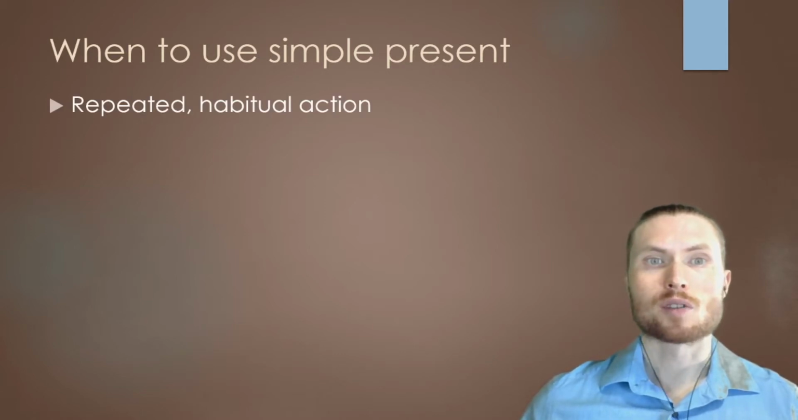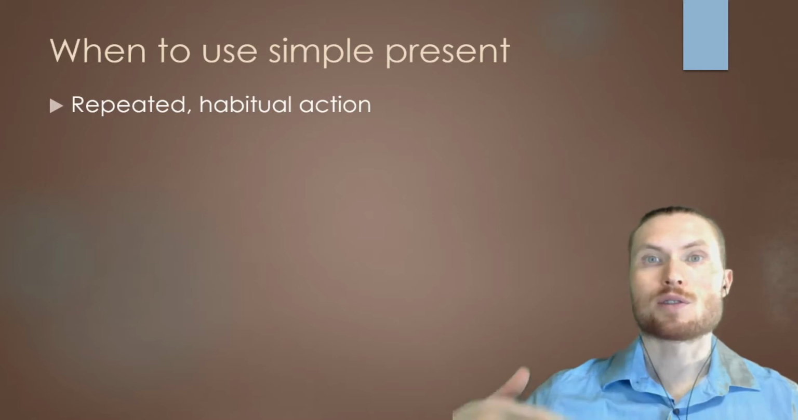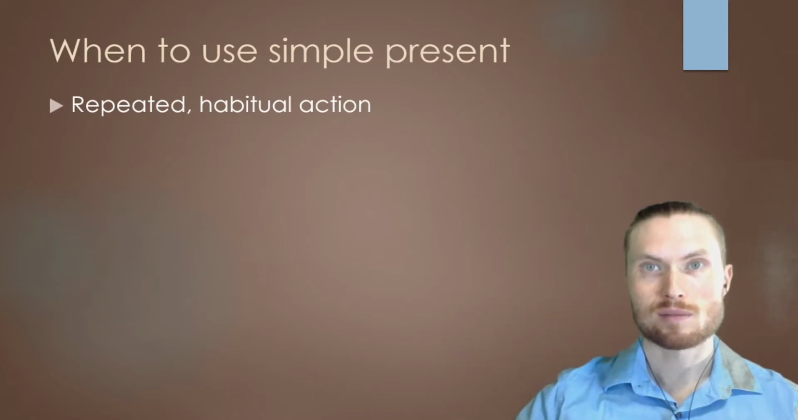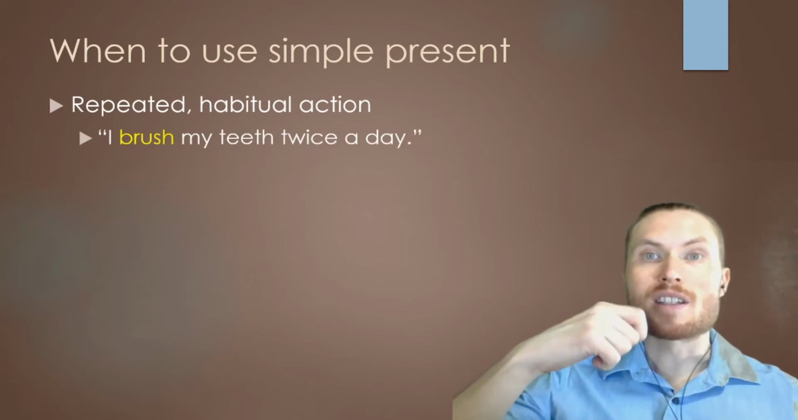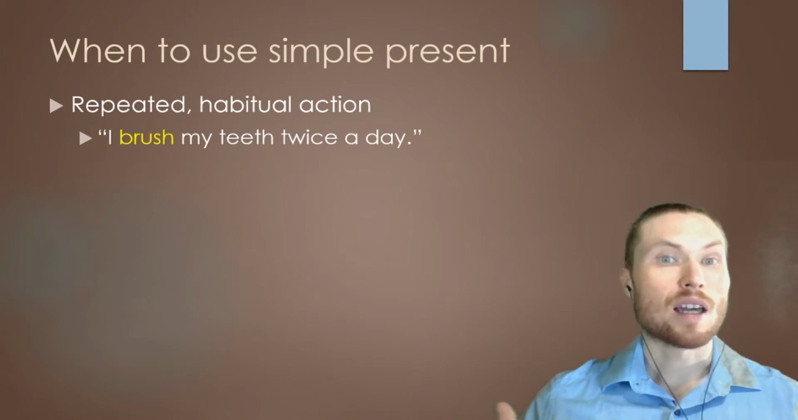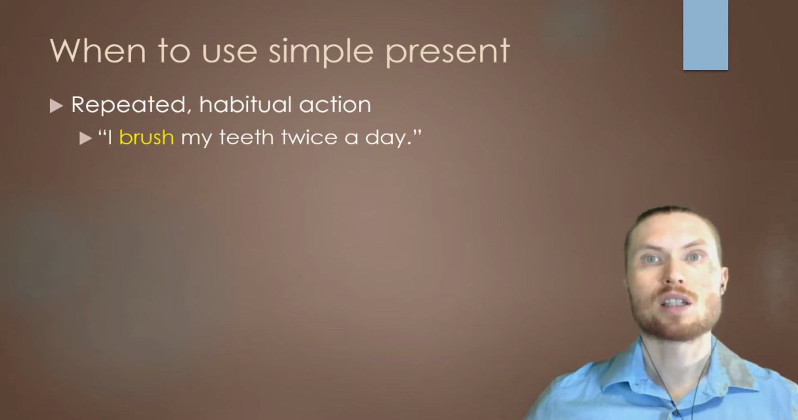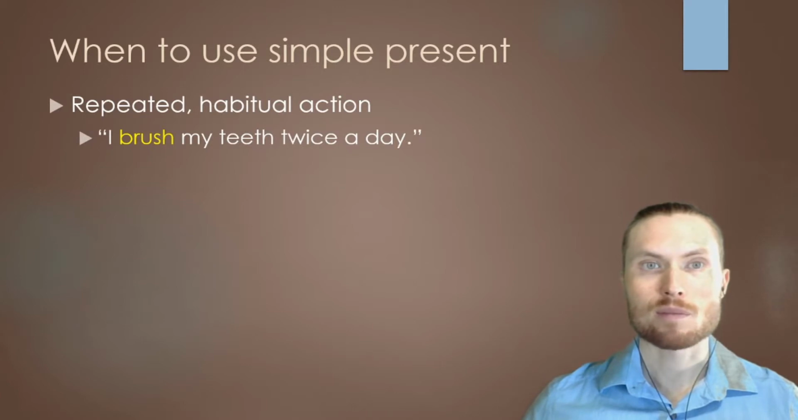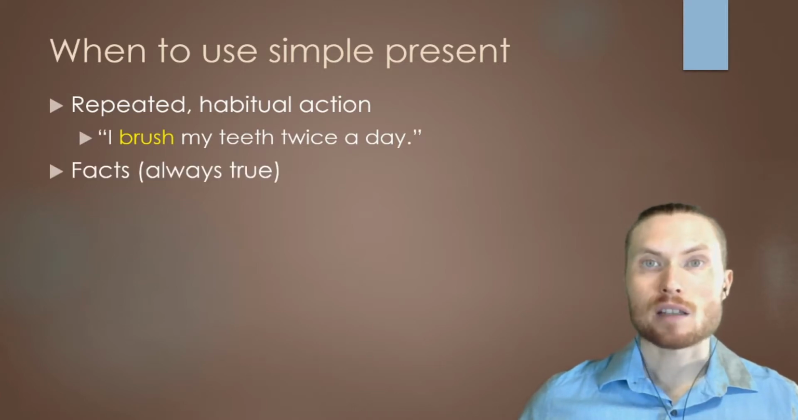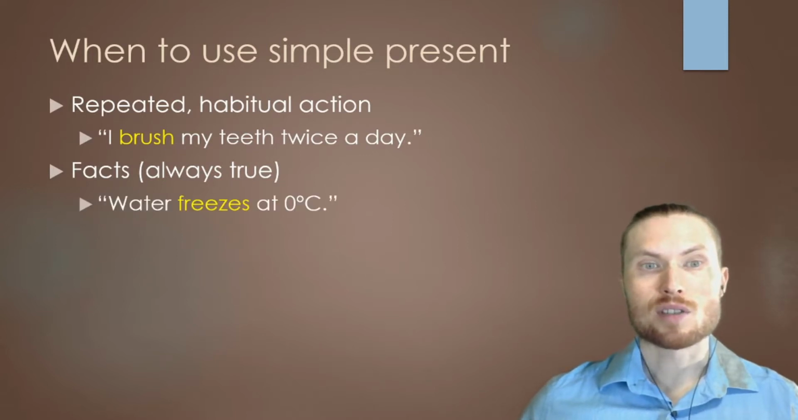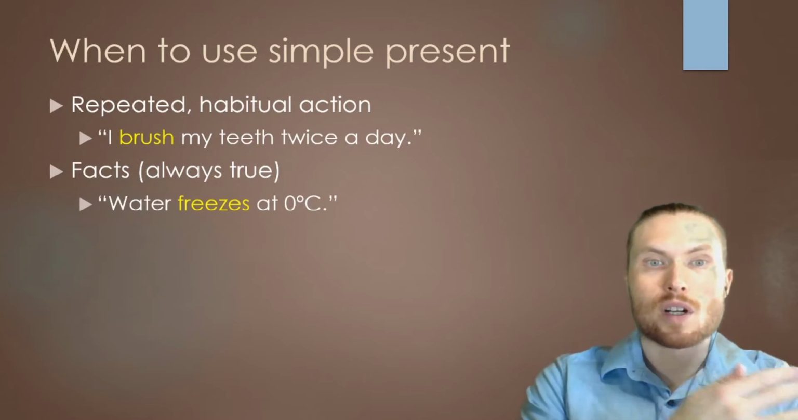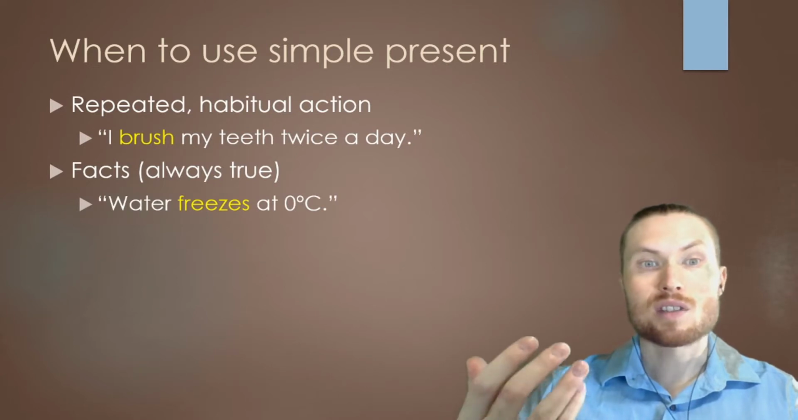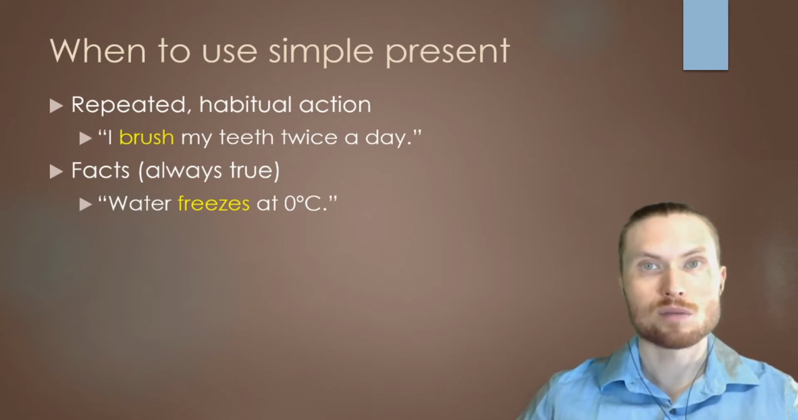Situation 1, a repeated habitual action. So something that you do again and again and again, in the past, present, and future. For example, I brush my teeth twice a day. Every day. So this is an action that I repeat, that I do many times. Next is a fact, or something that's always true, some kind of generalization. For example, water freezes at 0 degrees Celsius. Water becomes ice. So this is a fact. This is something that's always true.